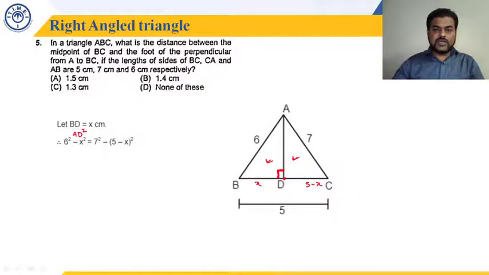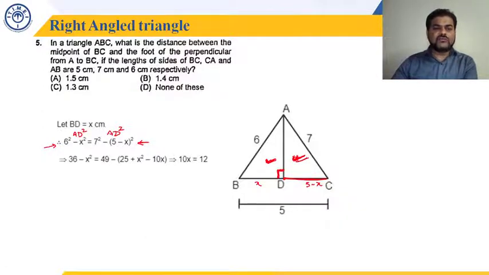In this triangle, AD square will be 6 square minus X square using Pythagoras theorem. And in this triangle similarly, AD square will be equal to 7 square minus CD square, again using Pythagoras theorem in this triangle. Okay. Now in both cases we have calculated the value of AD square only. So we can equate both of these. We can equate AD square with AD square. So this will be an equation which we have to solve.